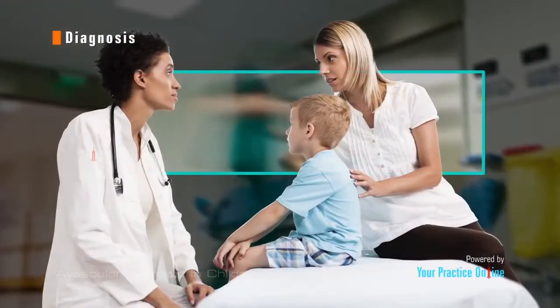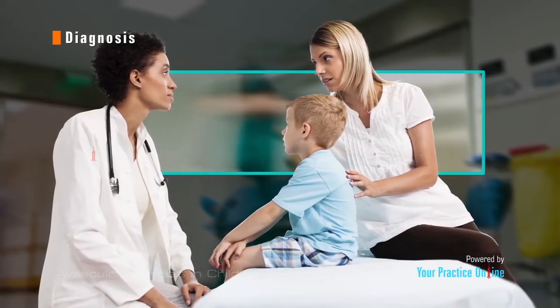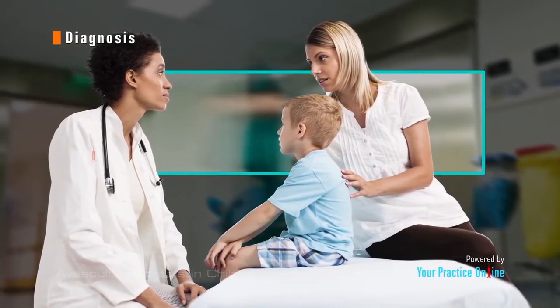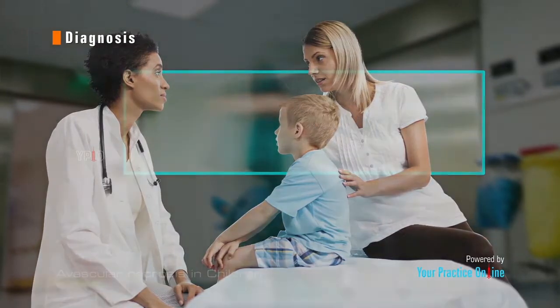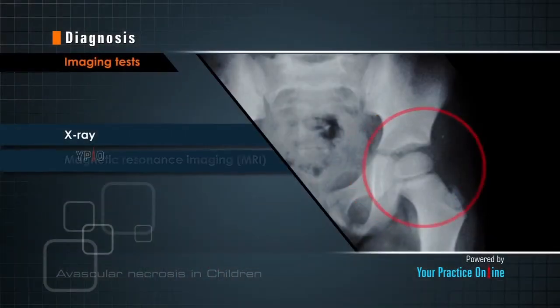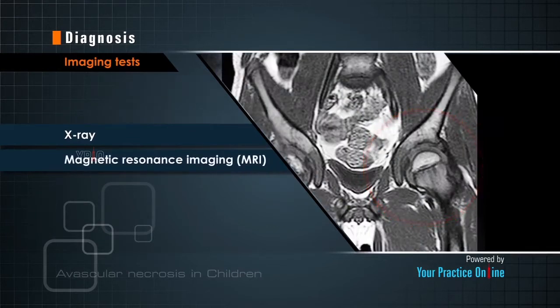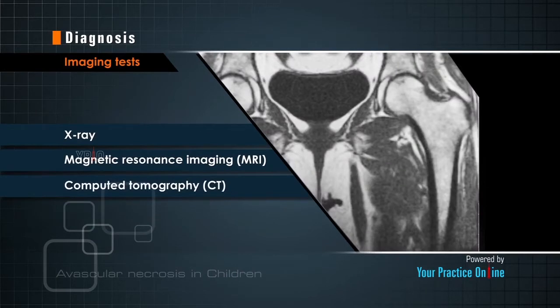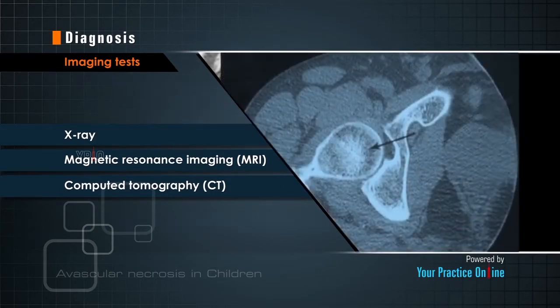Diagnosis. After your doctor performs a physical examination, the following diagnostic procedures may be ordered. Imaging tests such as X-ray, magnetic resonance imaging, MRI, and computed tomography, CT scan, can determine the extent of bone damage and if the disease has spread to the surrounding tissues.